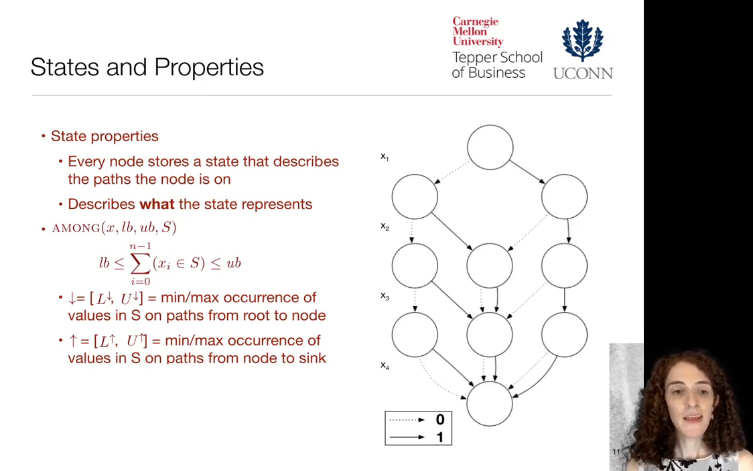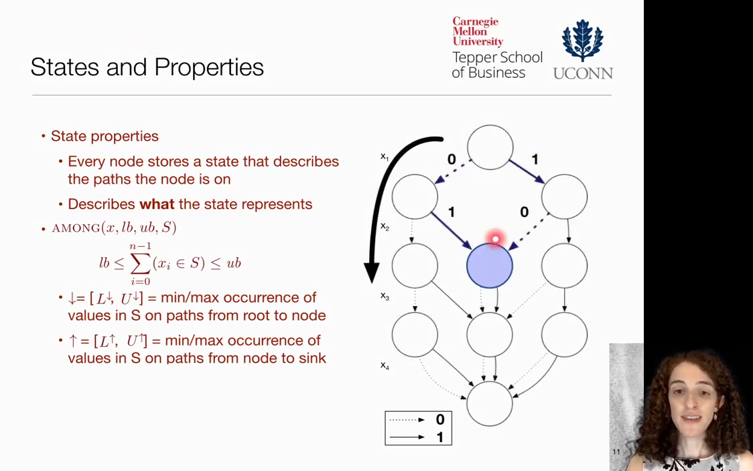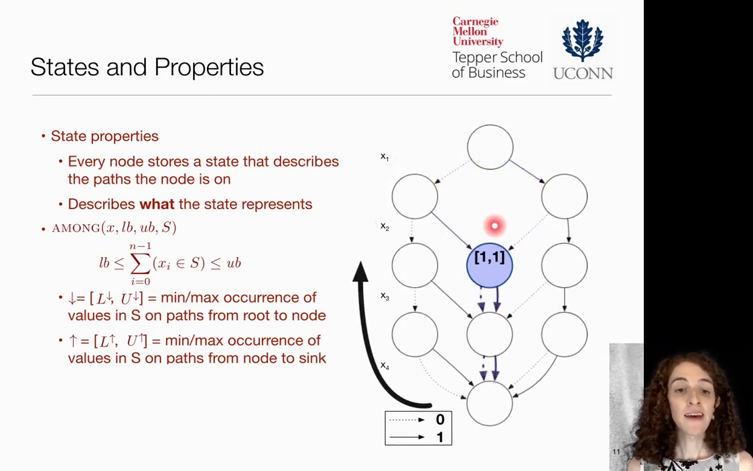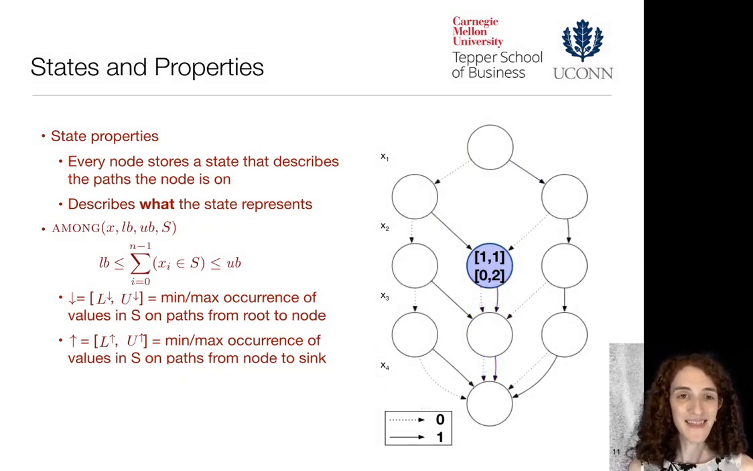If we look at an example in this MDD, we can see that going from the source to this node, there's a minimum of 1, as well as a maximum of 1. So our L down and U down are 1 and 1. We also have L up and U up, representing the number of values on paths from the node to the sink. And we can again see that we have a minimum, this time of 0 ones, and a maximum of 2 ones in those paths. So our L up and U up are 0 and 2. The next question is, how do we get these values?